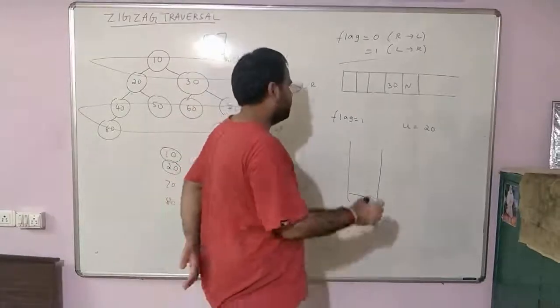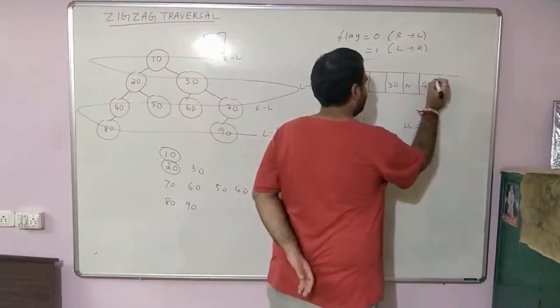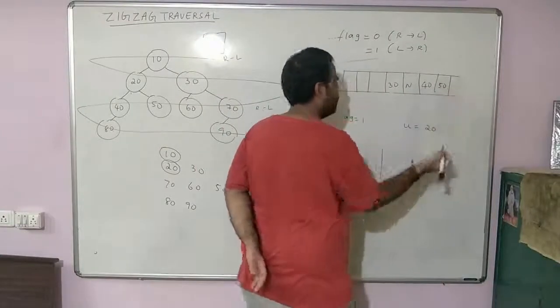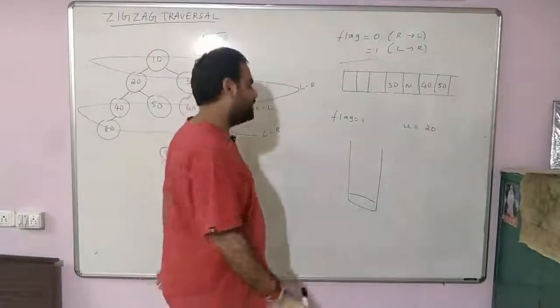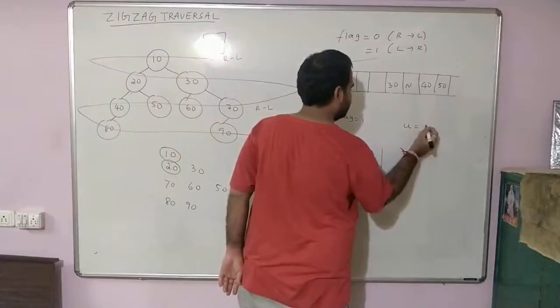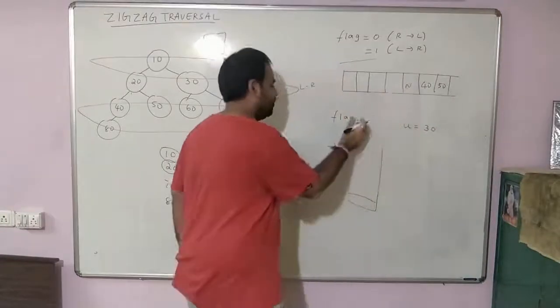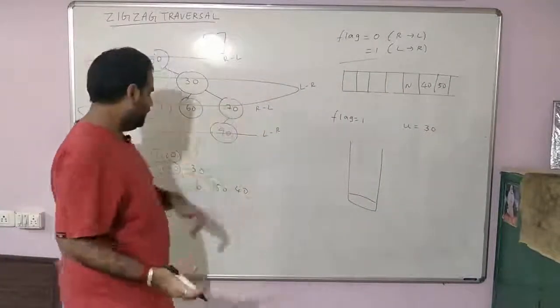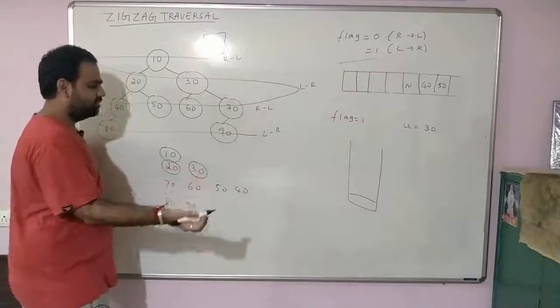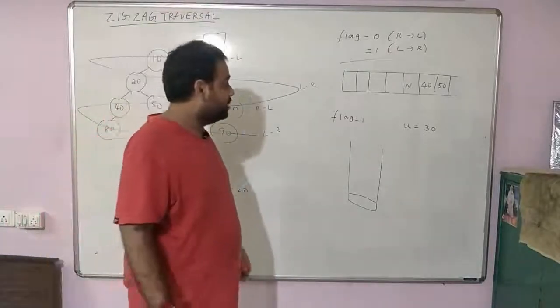What is the left child of 20? It is 40, and what is the right child? It is 50. Fair enough? Now again dequeue the item from the queue. What is the item from the queue? You dequeue 30. What is the value of flag? 1. Therefore do not push it. You print 30, whatever it is, 30.